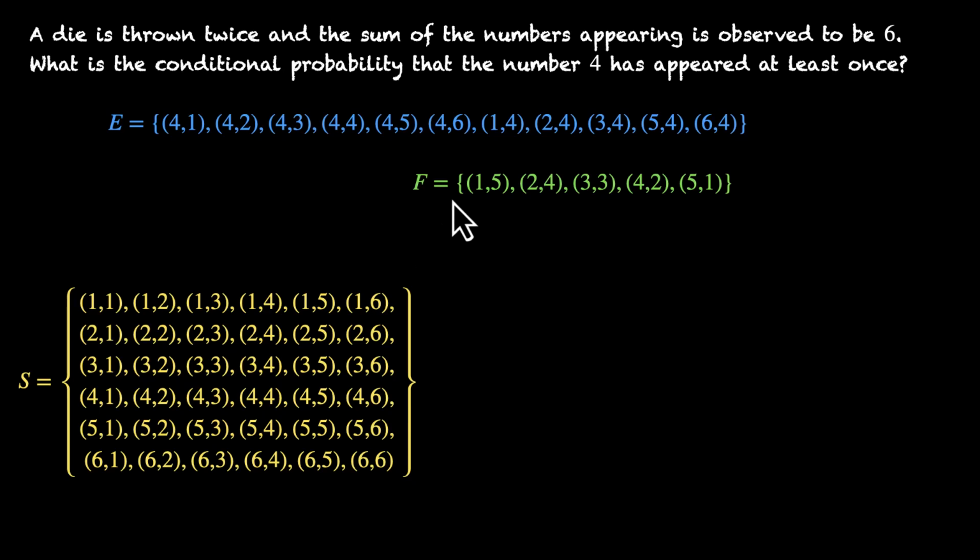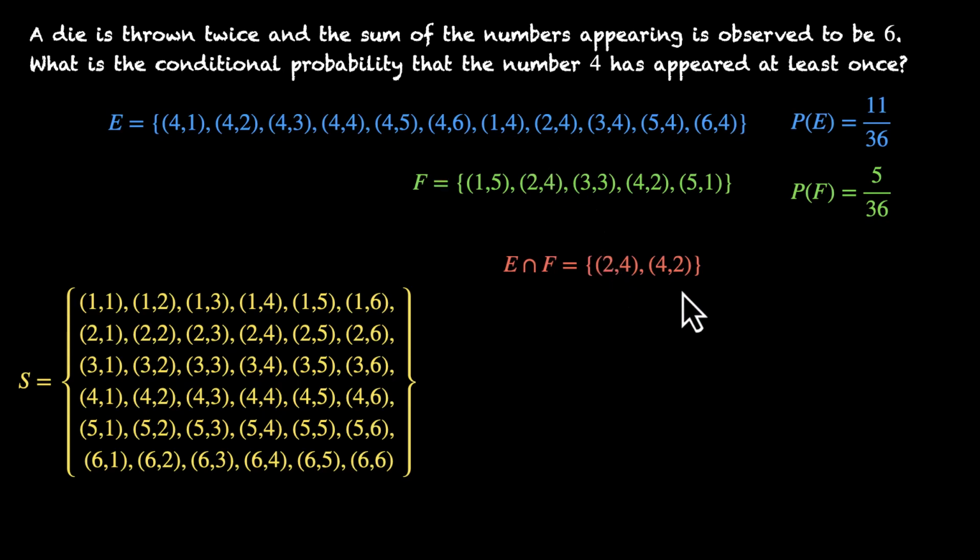Let's have F where we have the sum 6. This can happen when we have 1 plus 5 or 2 plus 4 or 3 plus 3 or 4 plus 2 or 5 plus 1. There are 5 sample points here. Let's write down the probabilities. Probability of E is 11 by 36 and probability of F is 5 by 36. What about their intersection? E intersection F. This means we have the sum as 6 and one of them is 4. So for this we have 2, 4 and 4, 2. Probability of E intersection F is 2 by 36.